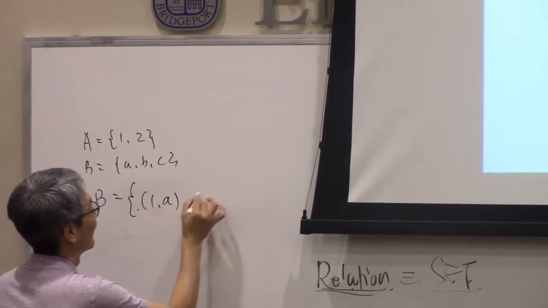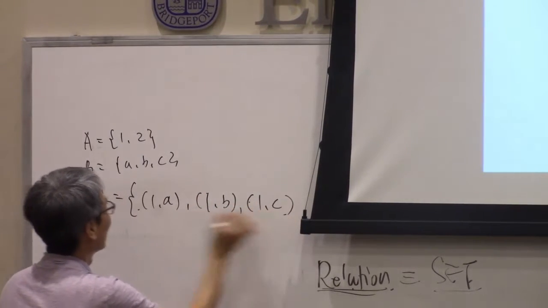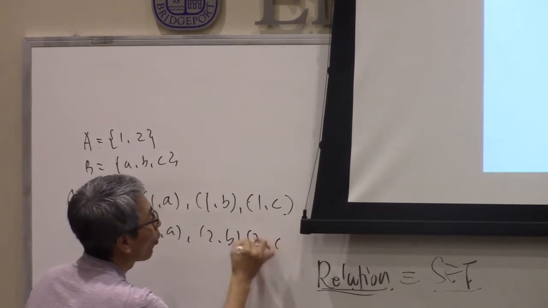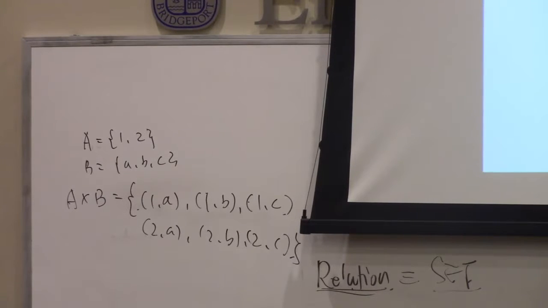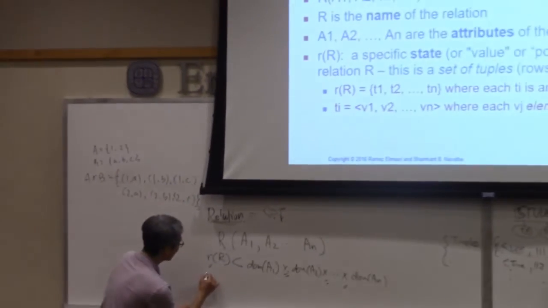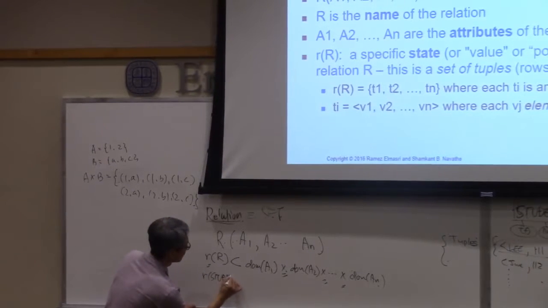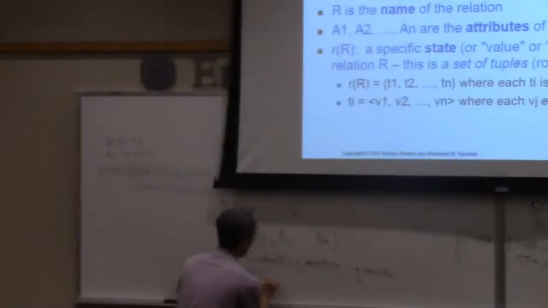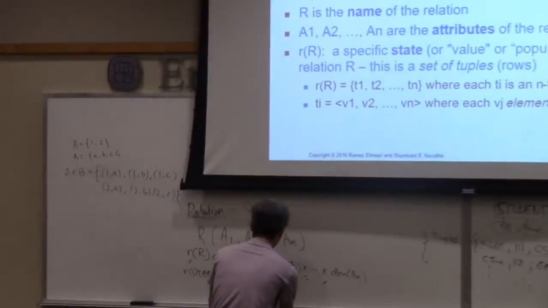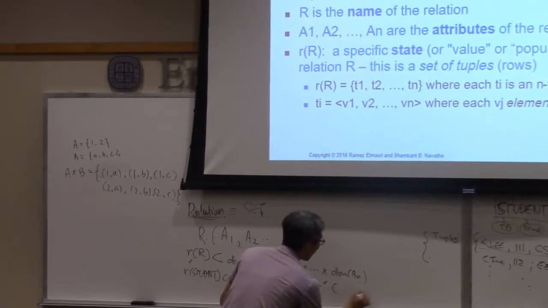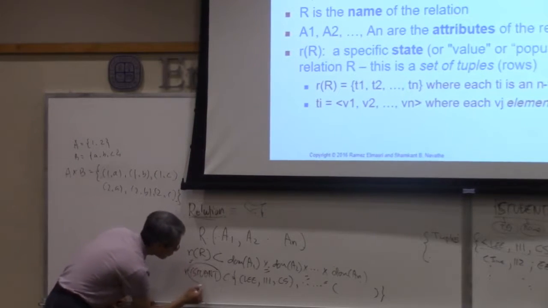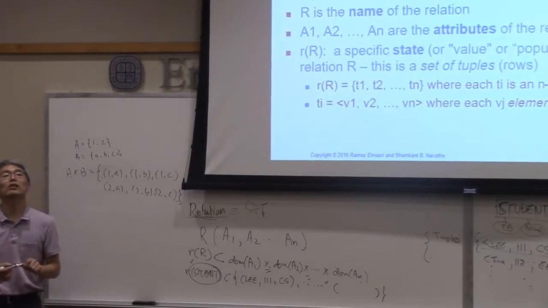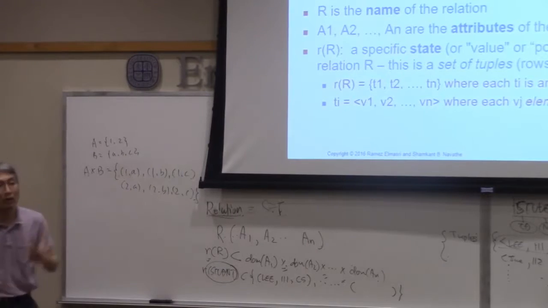Do you remember that? So 1A, 1B, 1C, 2A, 2B, and 2C, all possible combinations is a Cartesian product. Okay, cross product. So we can use such a Cartesian product to create the data. So for example, can we make the tuple of the student? Domain A1, pick up one of them, for example, Lee, and the domain of A2 is ID, so 112, and CS, all possible combinations of these. Then our student relation is a subset of this. So this is the way of creating the relation in terms of the relational model.